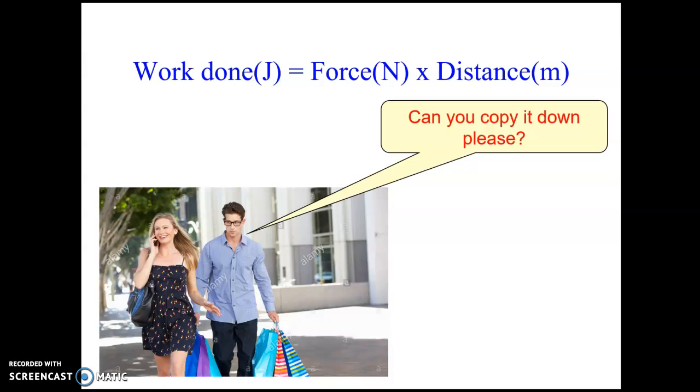So again, if you can pause the video and copy this in your books. The formula we're going to be using this week is that work, the amount of energy that you've changed, is the force times the distance. Force has to be in newtons, the distance in meters. So just pause the video and copy that down.